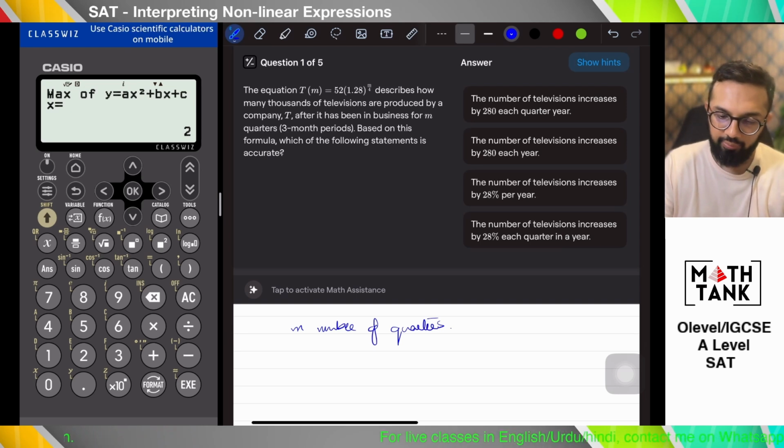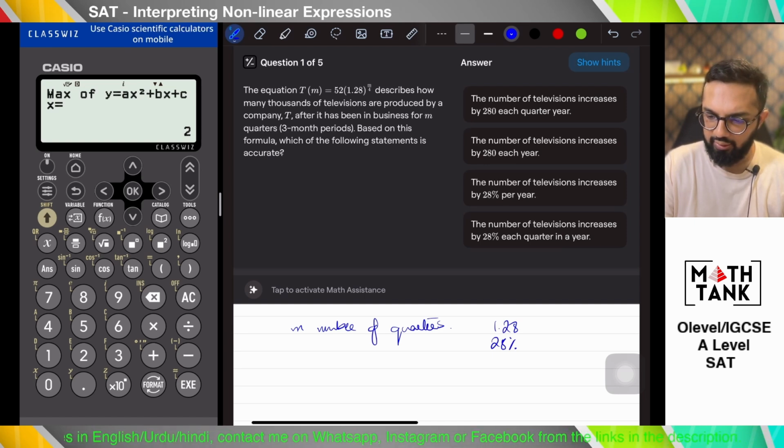Based on this formula, which of the following statements is accurate? Okay, so 1.28 means there's a 28% increase. The number of televisions increases by 280 each quarter year. Now, I'm not sure if m is the number of months or the quarters. Okay, let's just go with quarters and let's see if it fits.